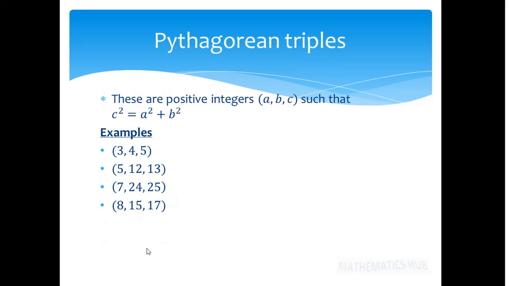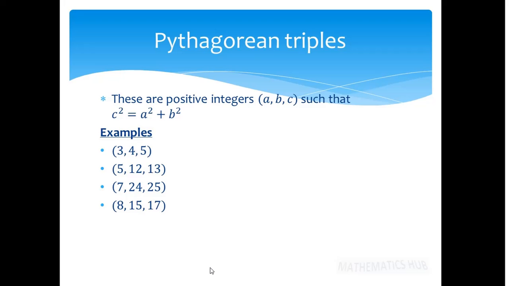Next, we have the Pythagorean triples. These are just positive integers a, b, and c, such that c squared is equal to a squared plus b squared. You will notice with the examples that I have here, for instance, 3, 4, and 5, I can say 5 squared is equal to 3 squared plus 4 squared. If I take 7, 24, and 25, then 25 squared is equal to 24 squared plus 7 squared. The same applies for all the other examples that I've given there.